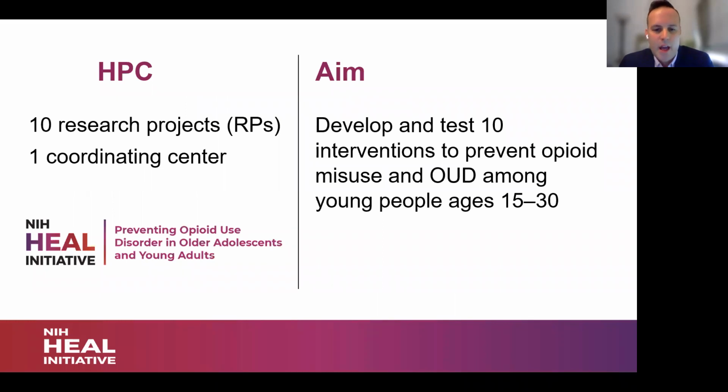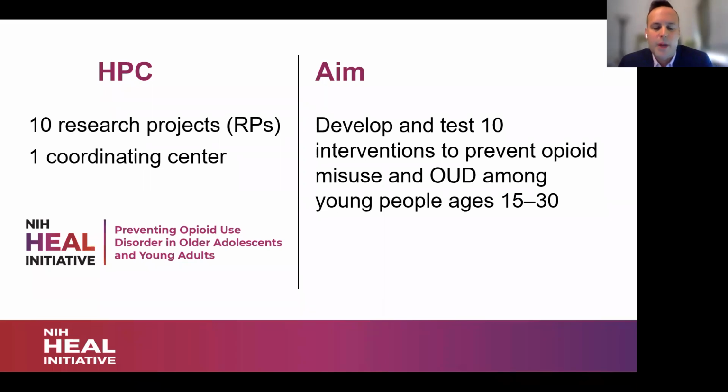So the Helping to End Addiction Long-Term, or HEAL Prevention Cooperative, or HPC as it's sometimes called, is part of the broader HEAL Prevention Initiative. It's composed of 10 research projects and 1 coordinating center and is funded by the NIH and NIDA. The overarching aim of the HPC is to develop and test 10 interventions to prevent opioid misuse and opioid use disorder among young people. The collaborative nature of the HPC helps to ensure comparable methods, for example, outcomes that are being assessed are used across projects. We can move to the next slide.